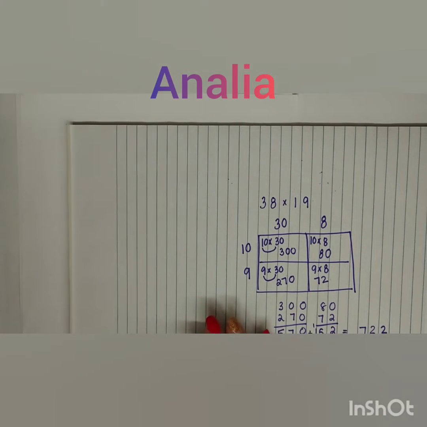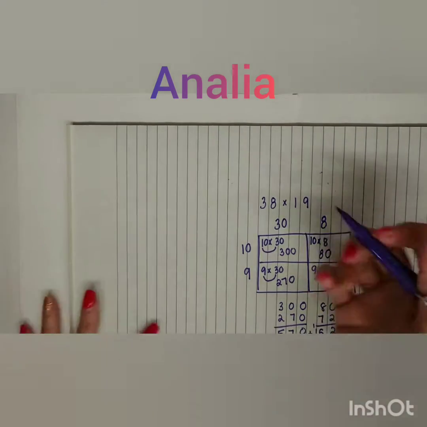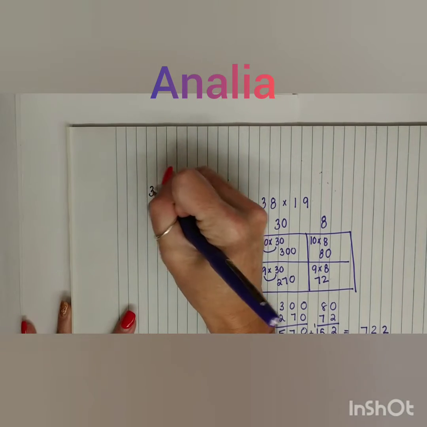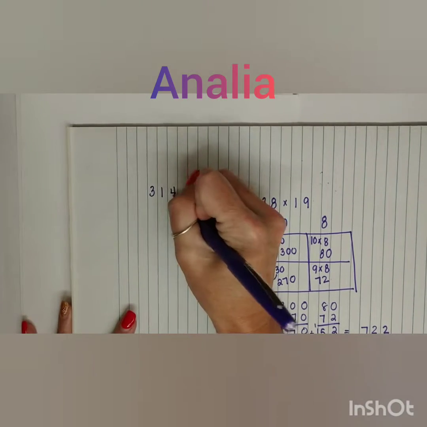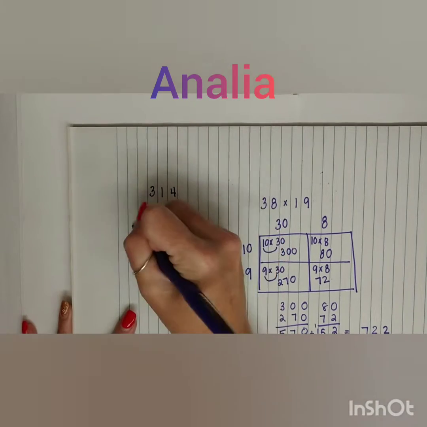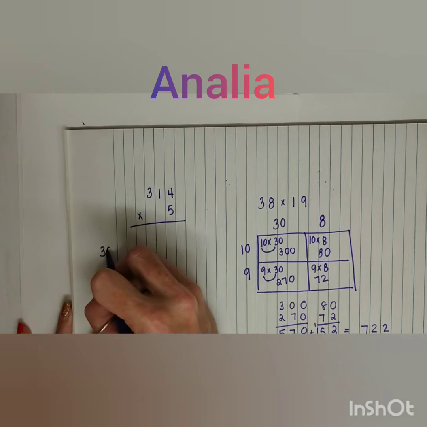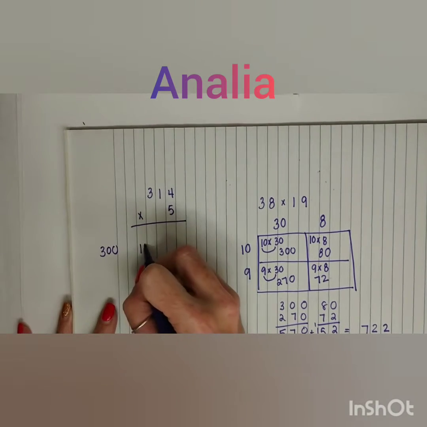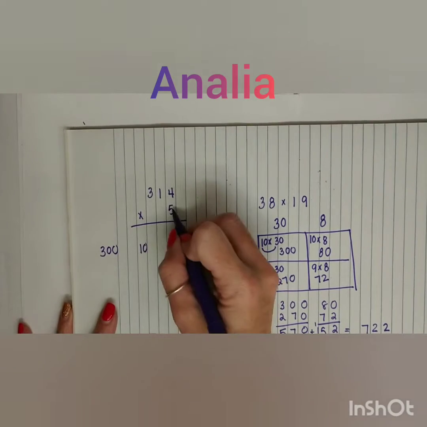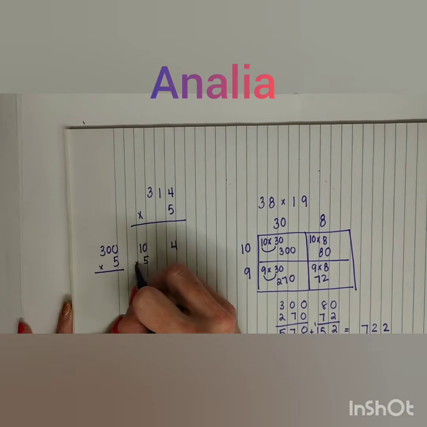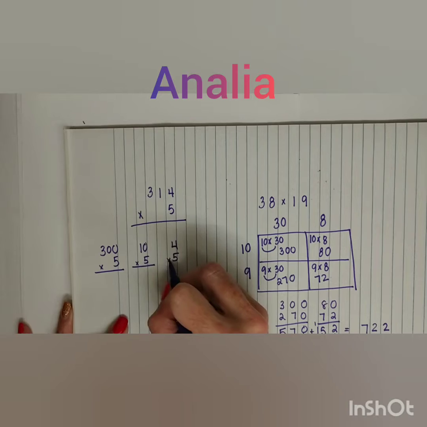And you also need to be able to solve, let's say we have 314 times 5. I break this number apart into place value: 300, 10, 4, and I distribute the 5. So it's times 5 here, times 5 here, times 5 here.